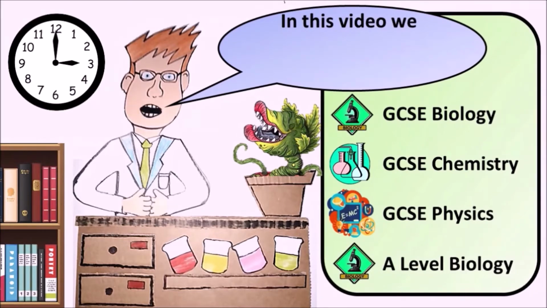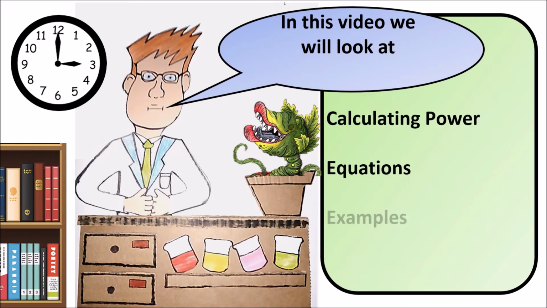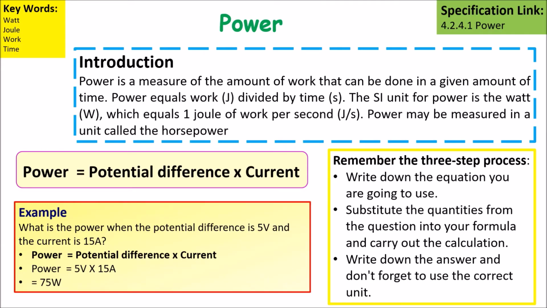In this video, we will look at calculating power, the equations that we use, and some example questions. Power is a measurement of the amount of work that can be done in a given amount of time. So power equals work divided by time. The scientific unit of power is the watt. There are a few different ways to work this out. The first one is power is equal to potential difference times current.